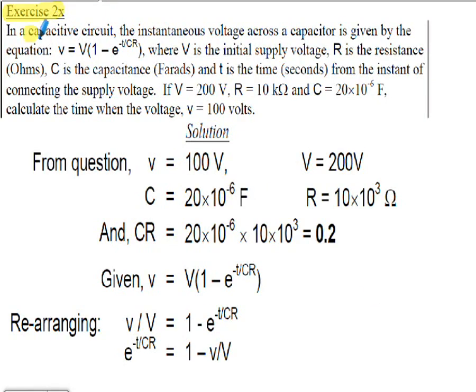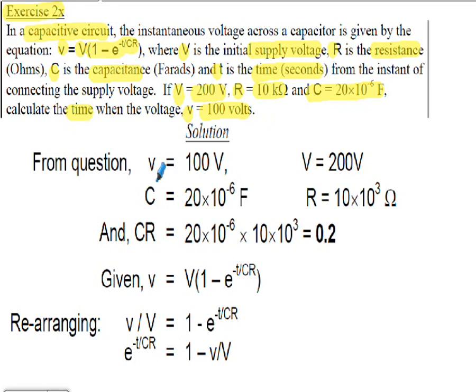Exercise 2x. In a capacitive circuit, the instantaneous voltage across the capacitor is given by the expression little v is equal to big V multiplied by 1 minus e to the minus t divided by CR, in brackets, where big V is the supply voltage, R is the resistance, C is the capacitance, and little t is the time in seconds. If big V is equal to 200 volts, R is equal to 10 kiloohms, be careful of the prefix in a moment, and C is 20 times 10 to the minus 6 farads, we've got to calculate the time when the instantaneous voltage, little v, will be 100 volts.